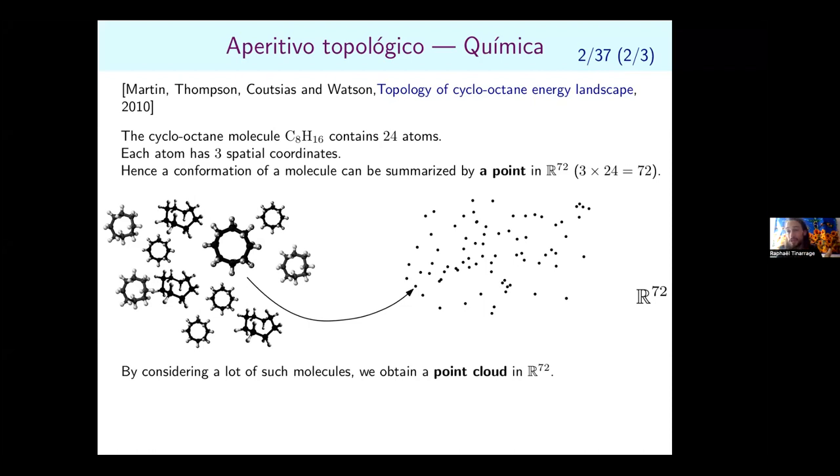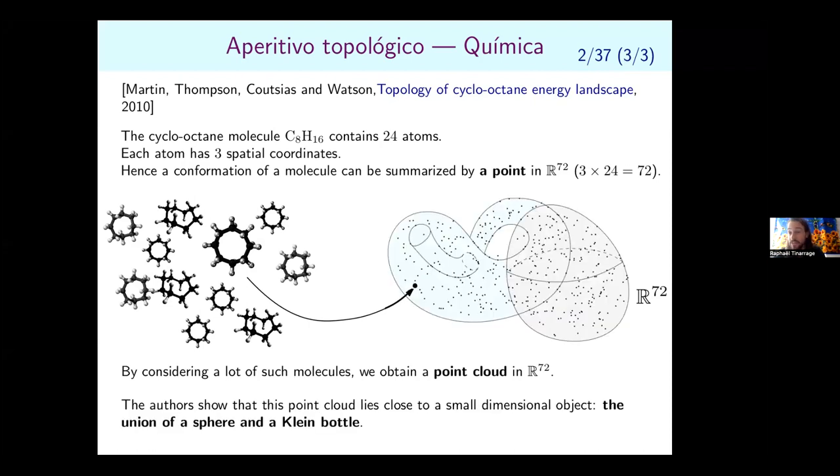So you obtain from a bunch of molecules a bunch of points. And they tried to study the shape of this point cloud. And what they discovered is that it's not any random point cloud. It's actually a point cloud that is very close to a shape. And this shape is the union of a sphere here and a Klein bottle embedded in this high dimensional space. And actually, you can map properties of the molecules with their position in this configuration space. Molecules at the intersection of the Klein bottle and the sphere are critical configurations of these molecules. By the way, if you have any question, any comment, please interrupt me. I would be happy to answer.